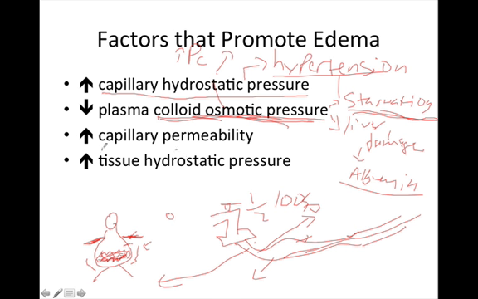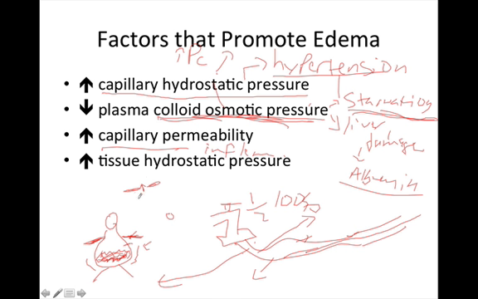An increase in capillary permeability. Inflammation. I'm just going to abbreviate this. With inflammation, you release chemicals like histamine that make those endothelial cells in capillaries retract or pull away from one another, and basically increase that space in between the cells.